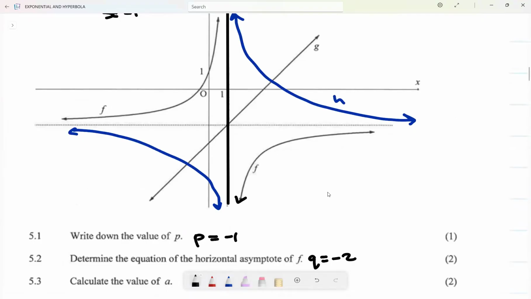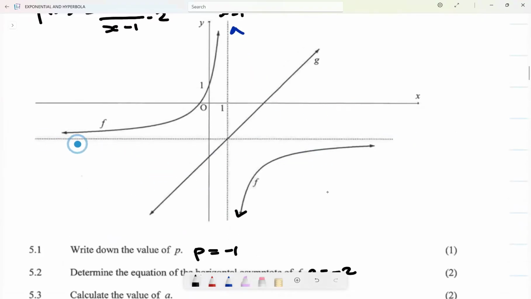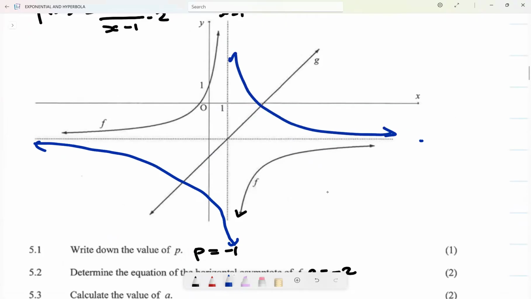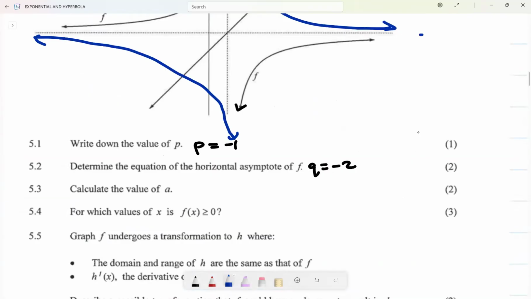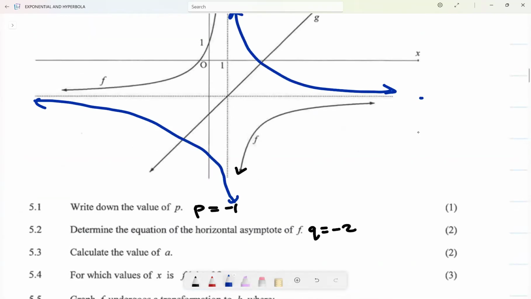Okay. What if instead I took this graph and reflected it across the line y is equal to negative 2? What would have happened? It would have been like this also. And this one I reflected across the line y is equal to negative 2, it would have been like this. So it's either you say reflected across the line x is equal to 1, or reflected across the line y is equal to negative 2.